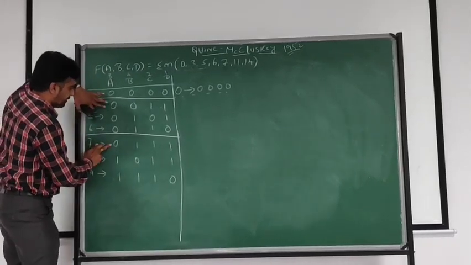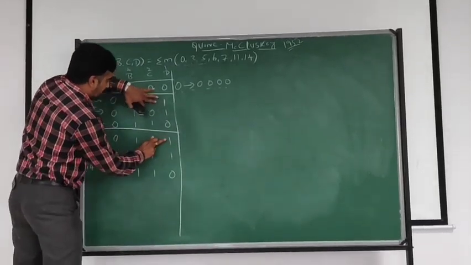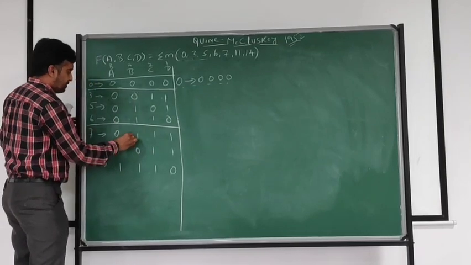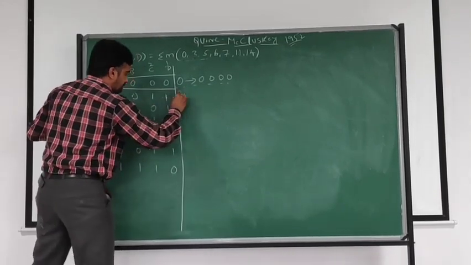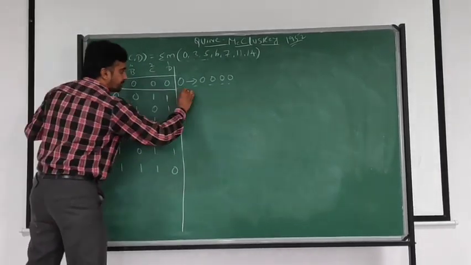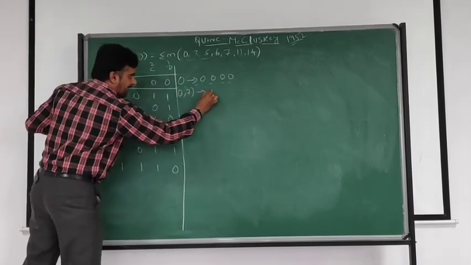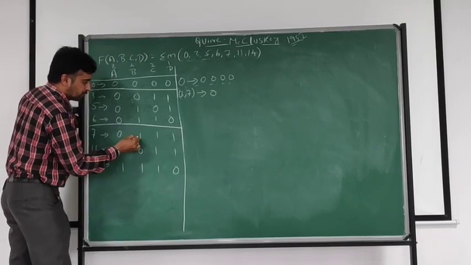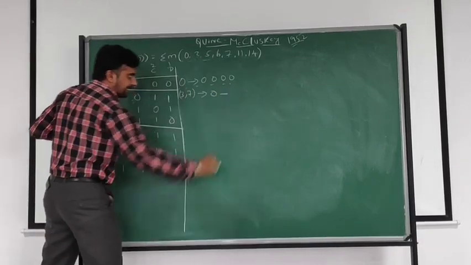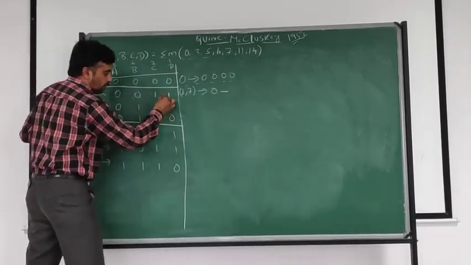3 to 7 means 0, 0, 0, 1, 1, 1, 1, 1. Here 0, 1 should be a switching. Clear? So 3 should be compared with 7. Here 0, 0 we put as it is. 0, 1 is switching, indicated as a dash, and 1, 1, 1, 1 as it is.